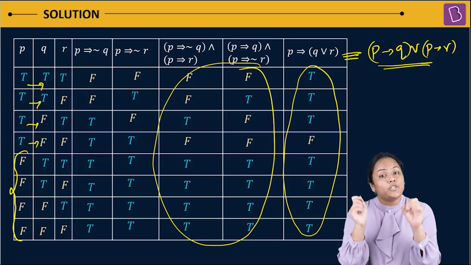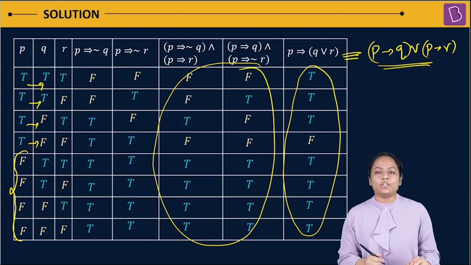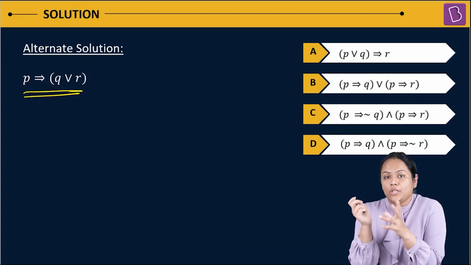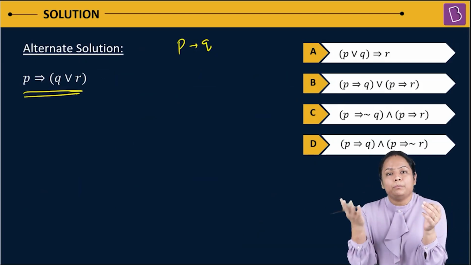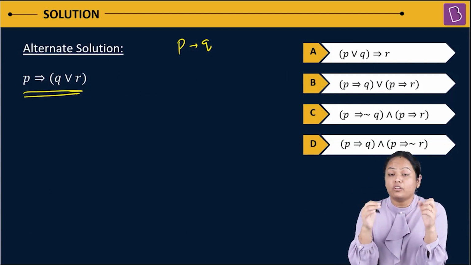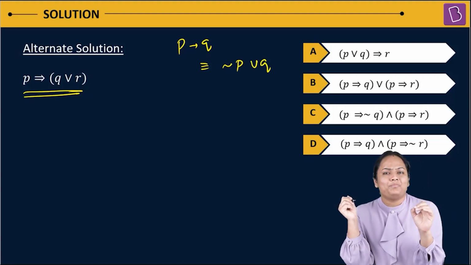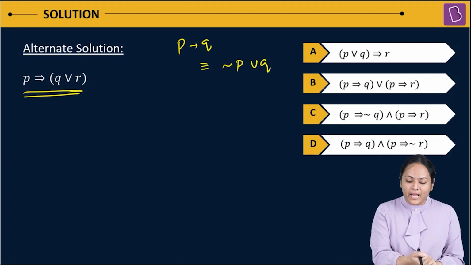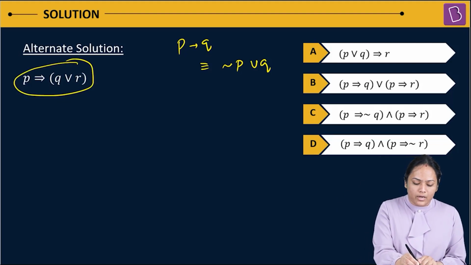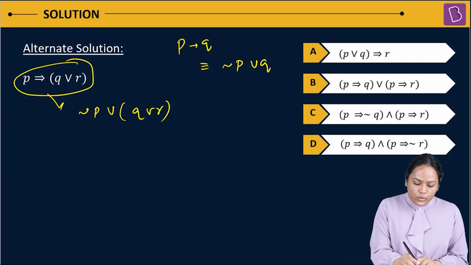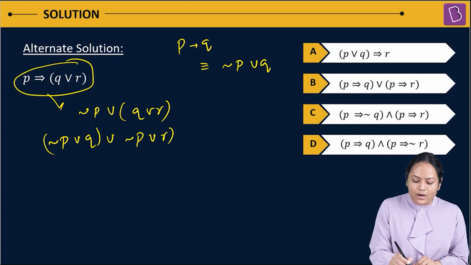Suppose you don't want to go by truth table, then what? Then I'll have a shorter approach for you. Whenever we write P implies Q, what can be written in place of P implies Q? You can always write it as equivalent to negation P or Q, right? So if I have P implies Q or R, it's going to be negation P or Q or R. And now I'll just split it. So it's going to be negation P or Q, or negation P or R.